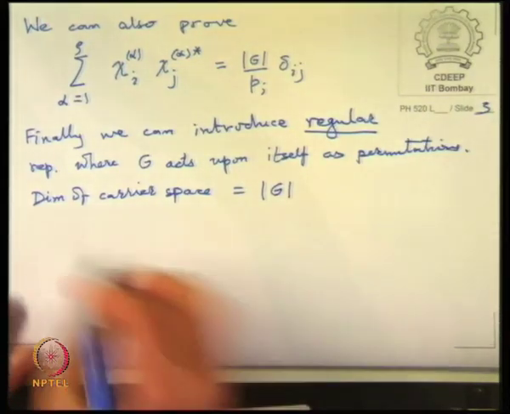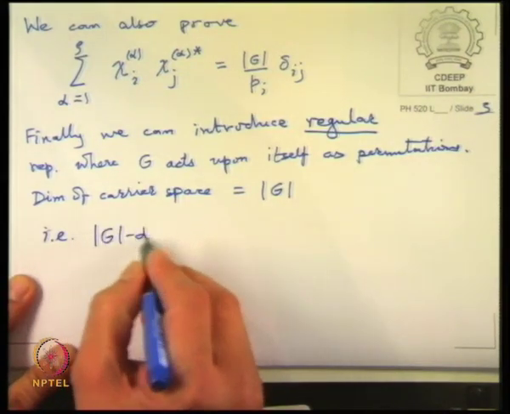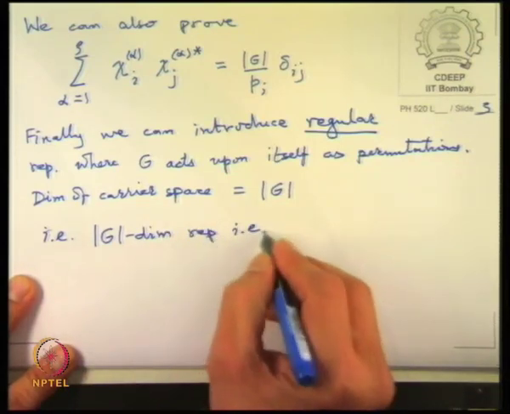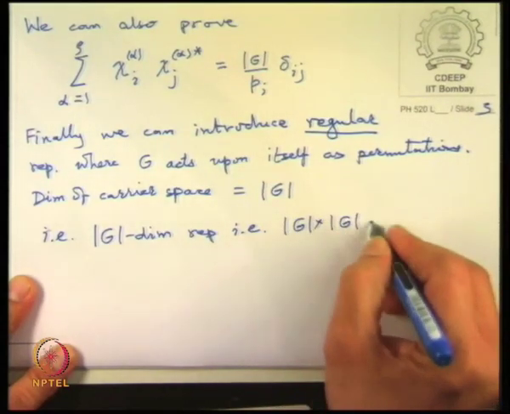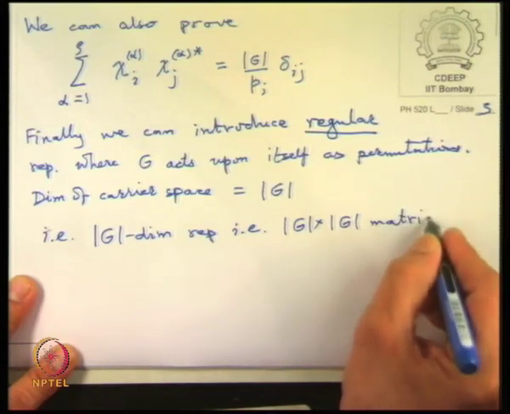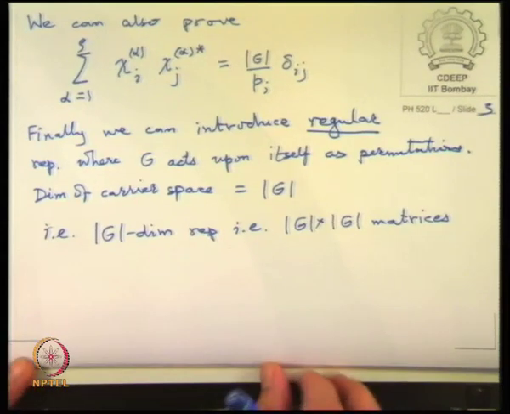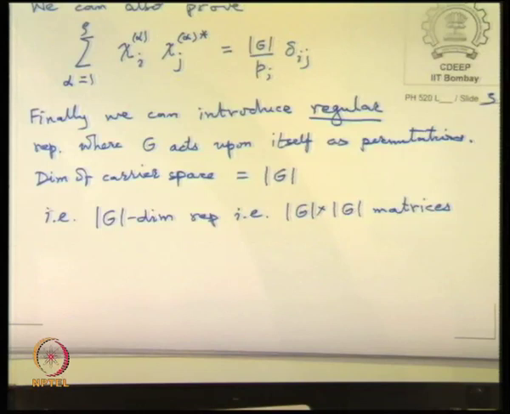So it is a G-dimensional representation, i.e., again I want to emphasize, G by G matrices. When somebody says irrep of size n, it means n by n size matrices. Now, one thing we learnt was that in the regular representation, identity is the only one that has non-zero characters.